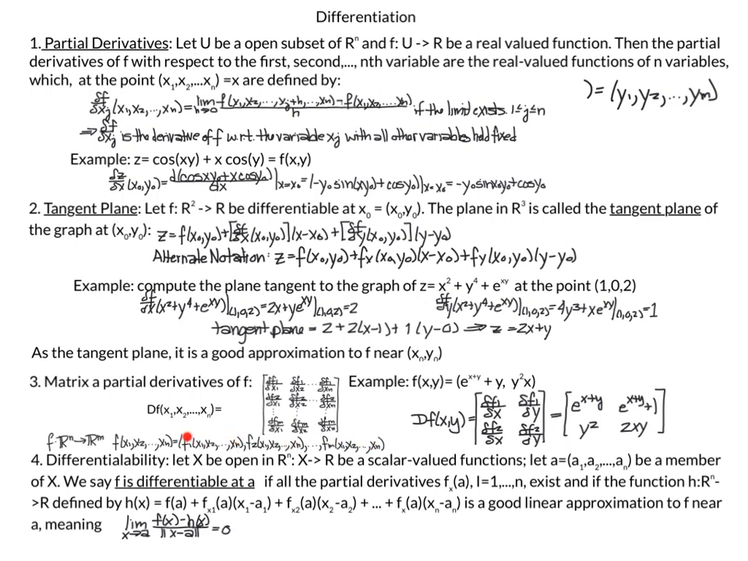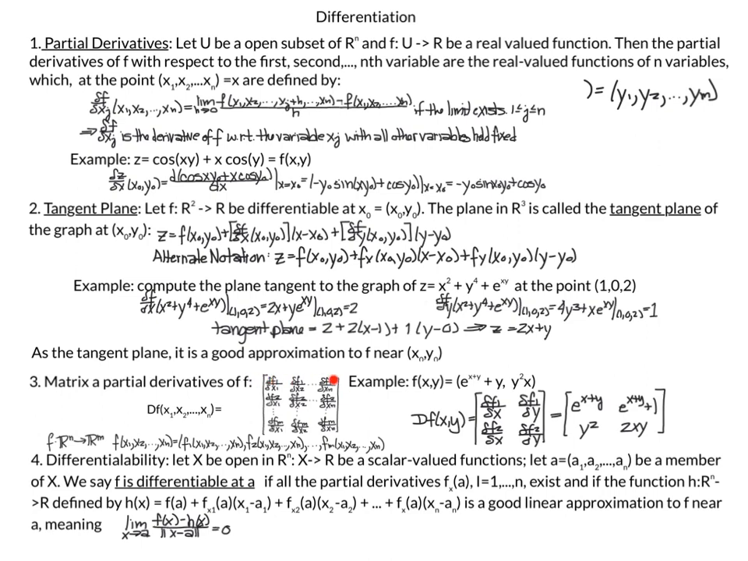This f1 gives you your first coordinate. So it takes the n variables and gives you a first coordinate in Rm. F2 takes the n input variables, your Rn, and gives you the second coordinate of Rm. And then your Fm, your last function, takes your n variables and gives you your last coordinate.